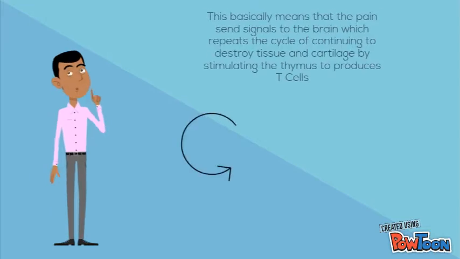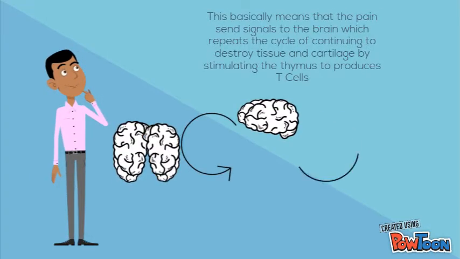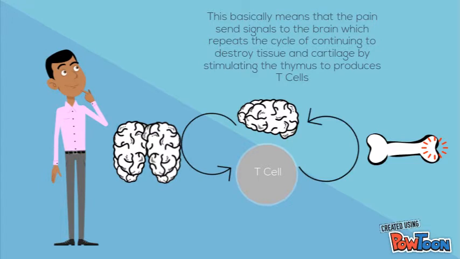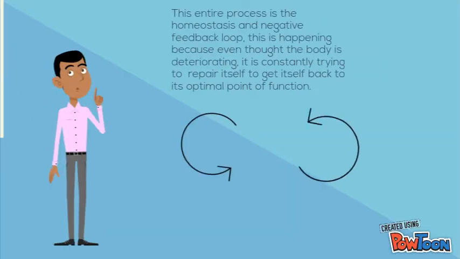So the brief explanation before means that the pain sends signals to the brain, which repeats the cycle by continuing to destroy tissue and cartilage, which is started by the proteinases, and the inflammation is causing the thymus to produce more T cells, starting the cycle all over again. This entire process is the homeostasis negative feedback loop.